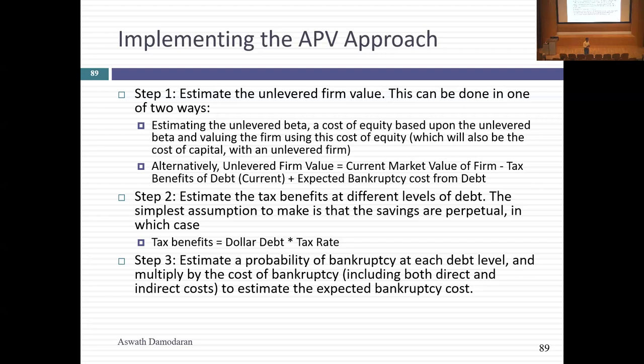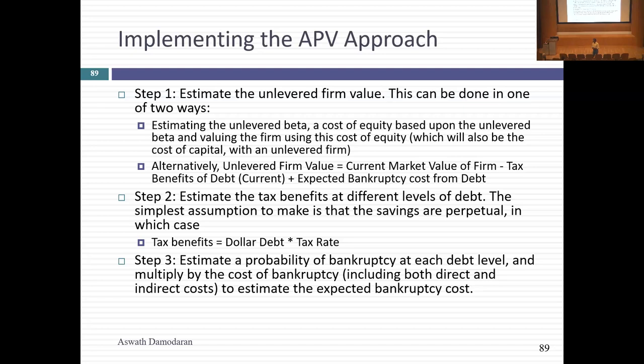So I said the first two steps are easy, but the third step is a nightmare. Third step, you have to compute the expected bankruptcy cost. And there are two numbers you need. The first is the probability that you will go bankrupt at every debt ratio: 10%, 20%. So let's start with the easy part. As you borrow more, what should happen to that probability? Should it go up or down? It should increase as your debt ratio increases, because you have more debt for the same company, so the likelihood that you can go bankrupt should go up.